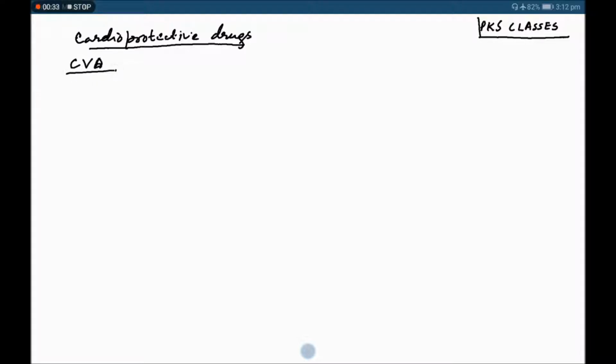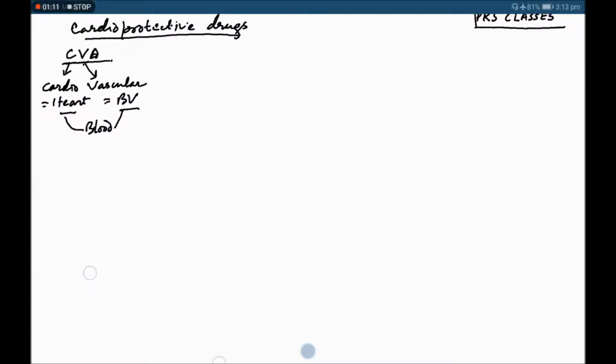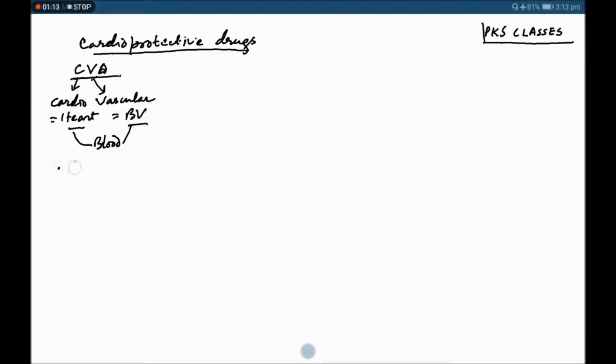Cardiovascular is derived from two words, cardio and vascular. Cardio means your heart and vascular means your blood vessels. So any disease of heart and blood vessels is called cardiovascular disease. Between heart and blood vessels, the connecting factor is your blood, so any problem in blood can also cause cardiovascular diseases. There are many cardiovascular diseases, like hypertension.